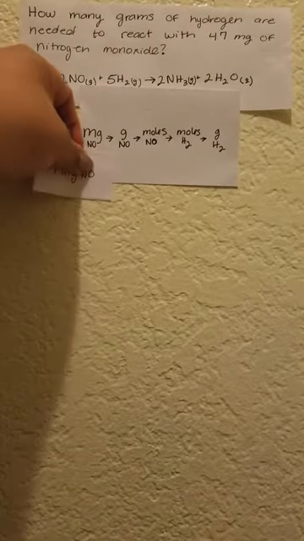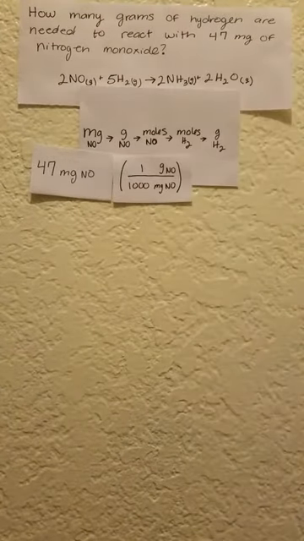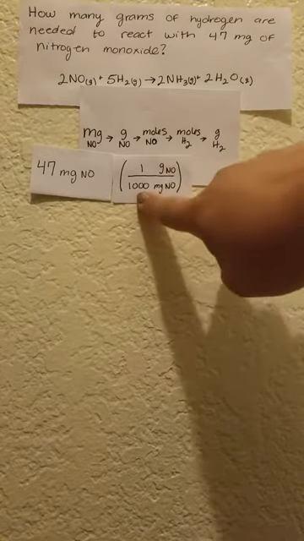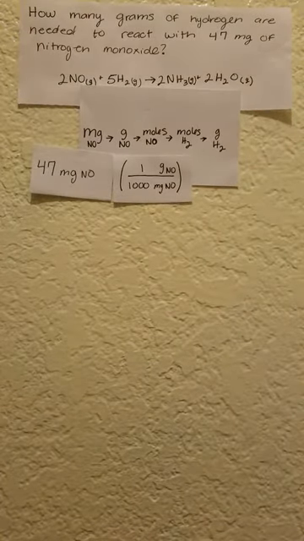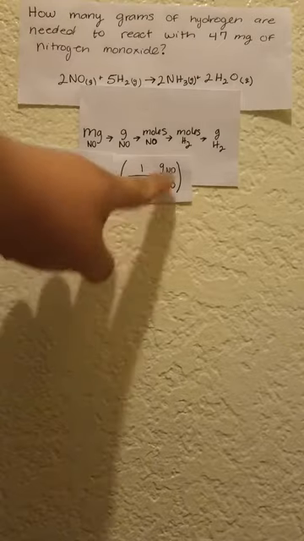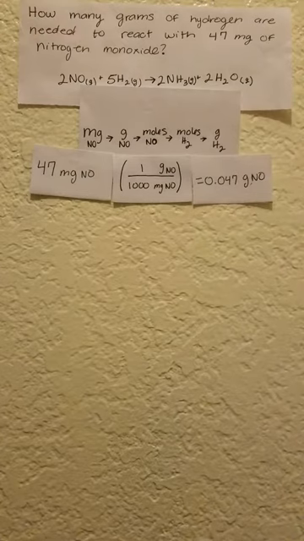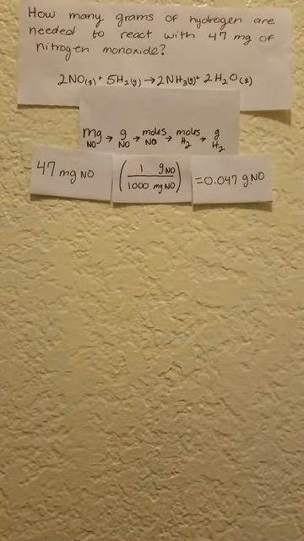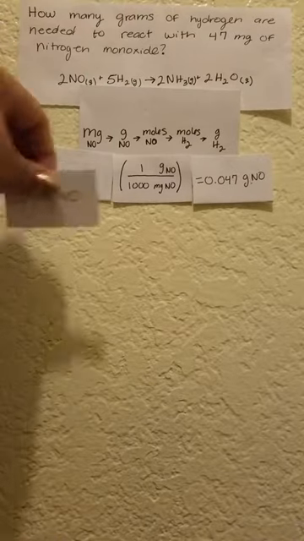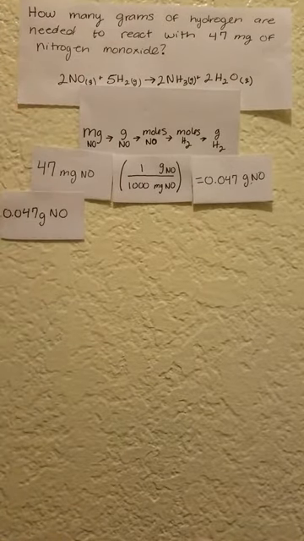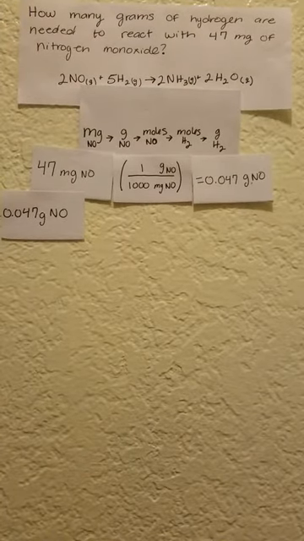So first things first, I have 47 milligrams of nitrogen monoxide that I'm going to try to convert to grams. And for that conversion, we have 1 gram of nitrogen monoxide is 1,000 milligrams of nitrogen monoxide. It'll cancel out the milligrams here, and then we'll be left with grams. And that gives us a total of 0.047 grams of nitrogen monoxide. And so then we can go ahead and go with the rest of our problem. So here we're going to have 0.047 grams of nitrogen monoxide.